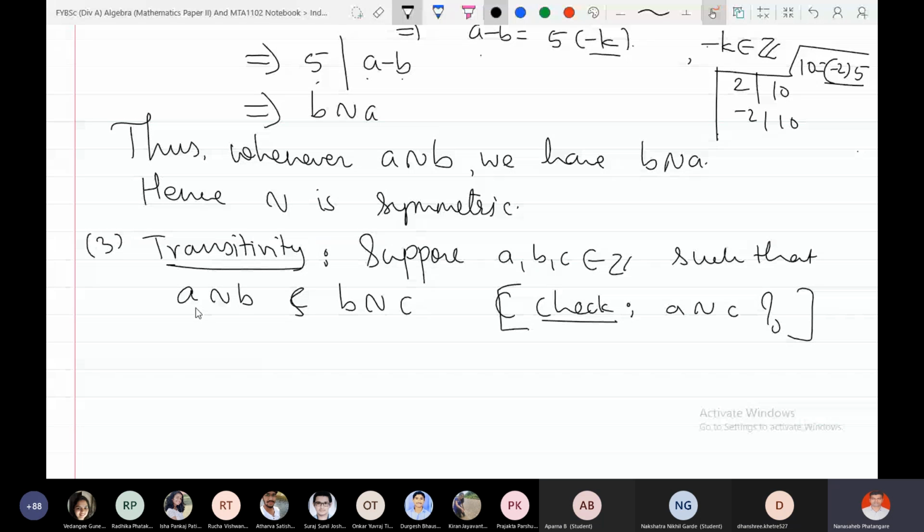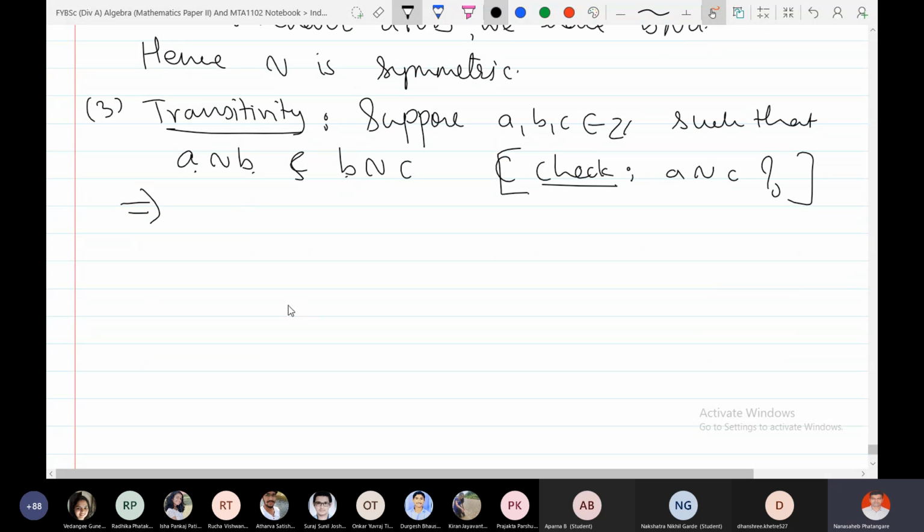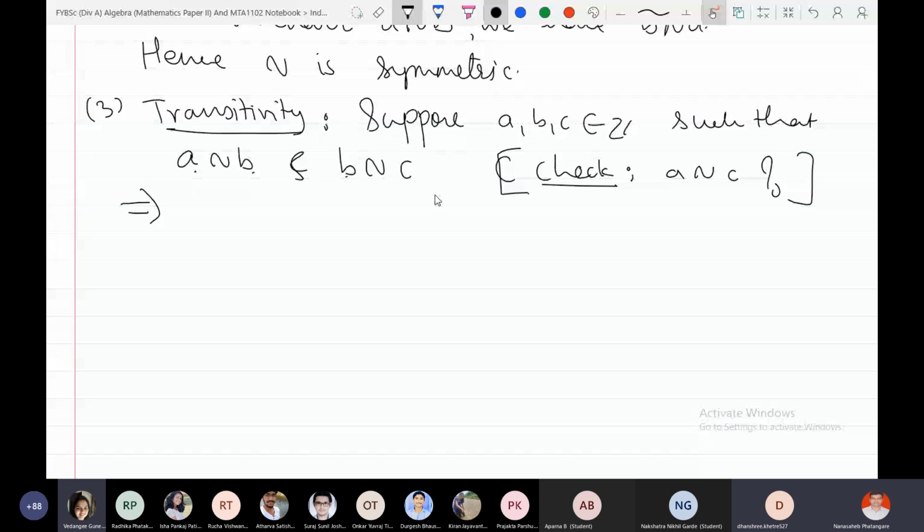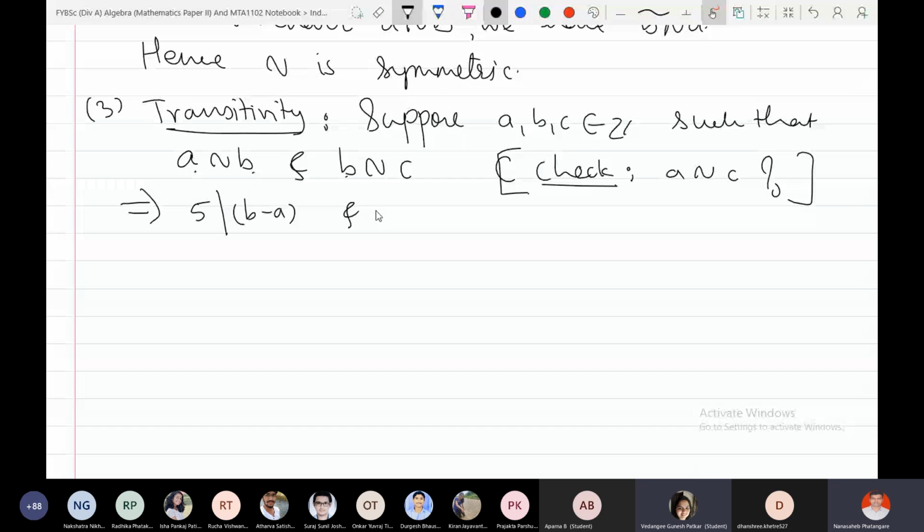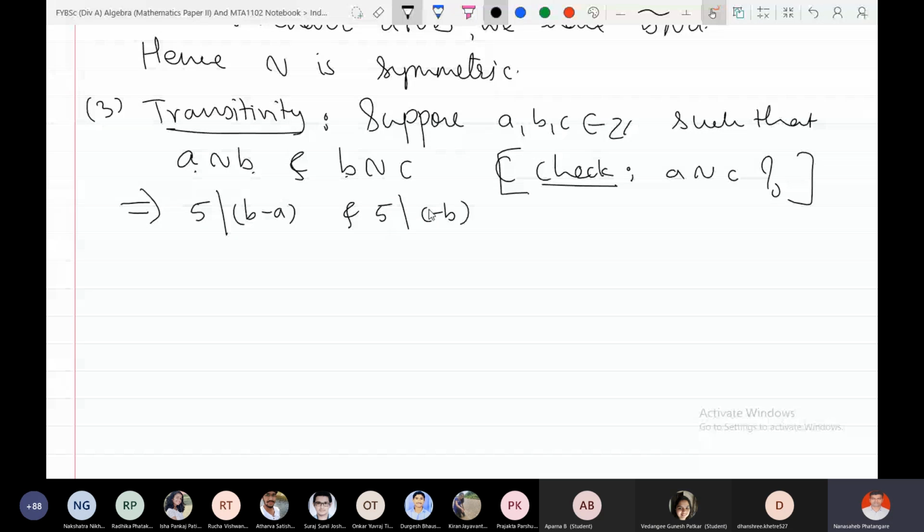Now, what is our assumption? A is related to b and b is related to c. Therefore, by definition, what should be my next step? I am assuming that a is related to b and b is related to c. Therefore, 5 divides b minus a and 5 divides c minus b. Very good. So 5 divides c minus b.